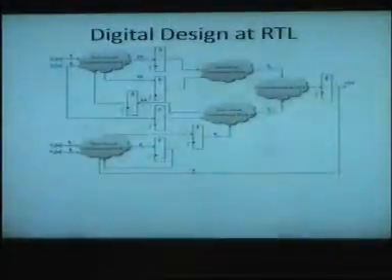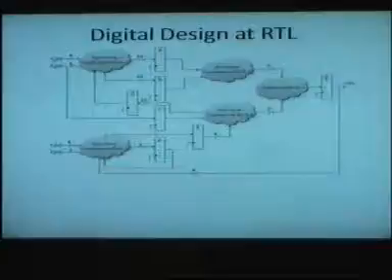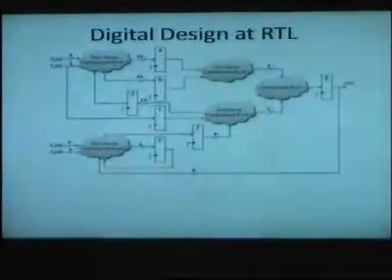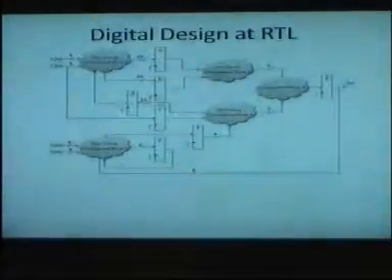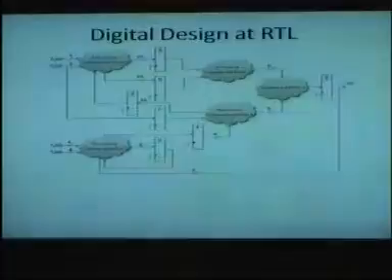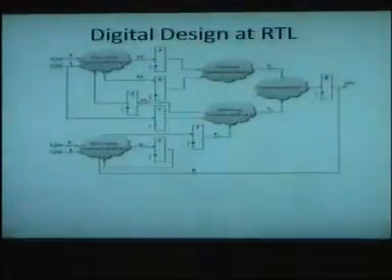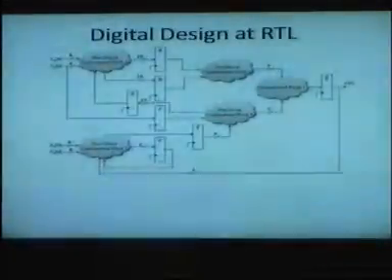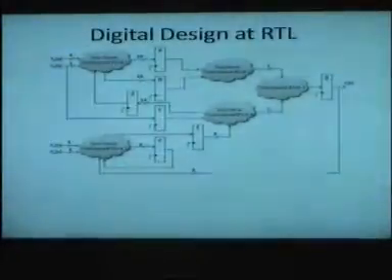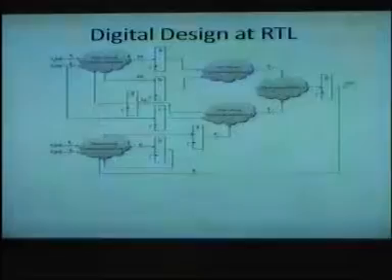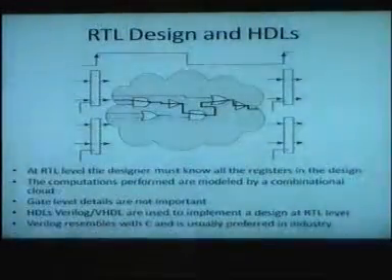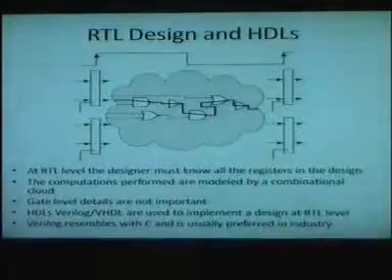And you need not get into the clouds, and that's the level of abstraction, the comfort you get. At RTL level, you are not worried about AND, OR gate, XOR gate, flip-flop, this or that. You know this is the functionality, and these are the registers. So you are done with the design and the coding, and the coding also becomes very simple. And why do you have to put a register after a little cloud?